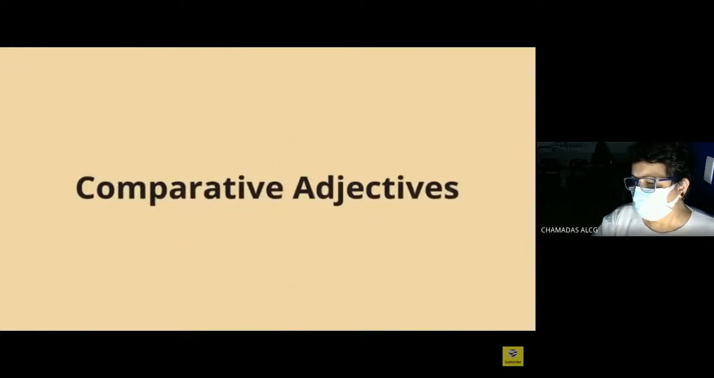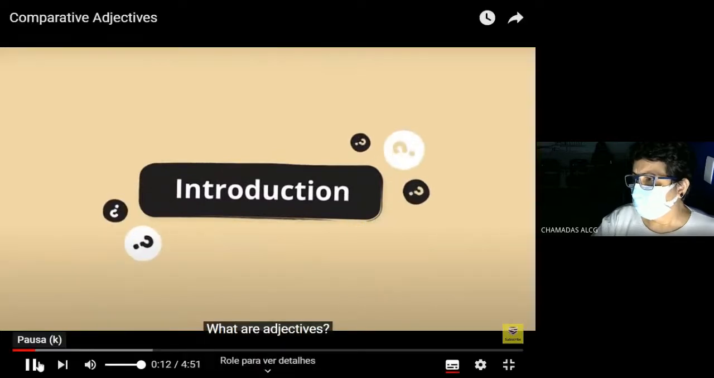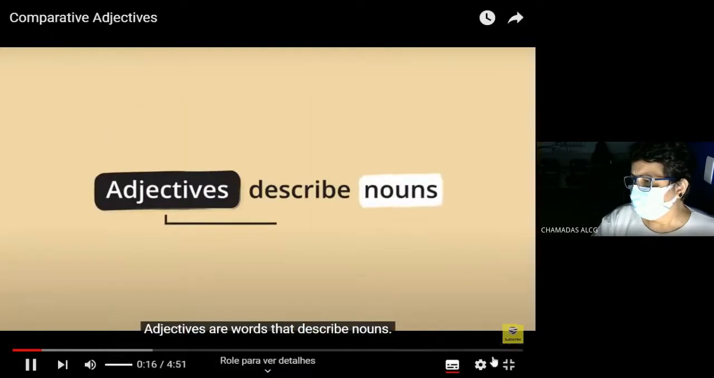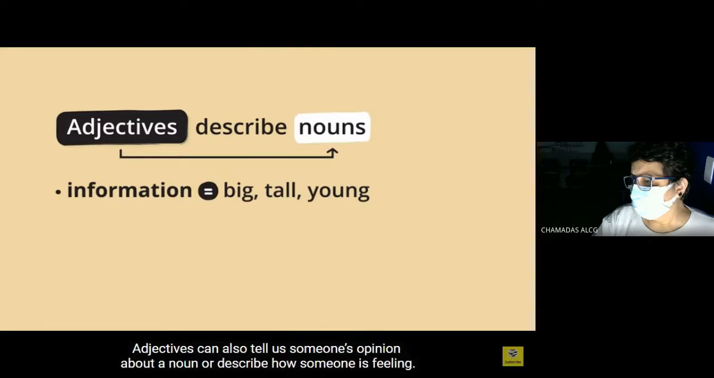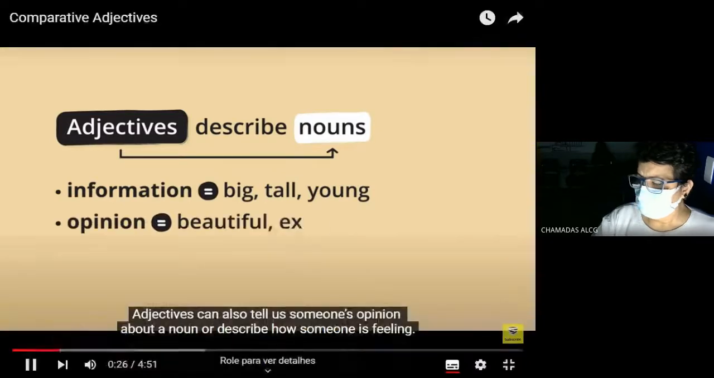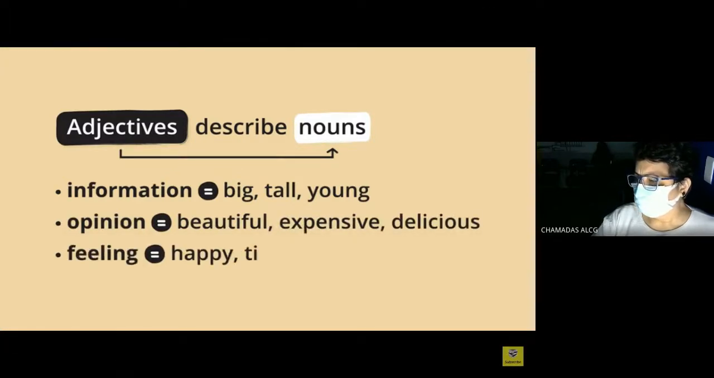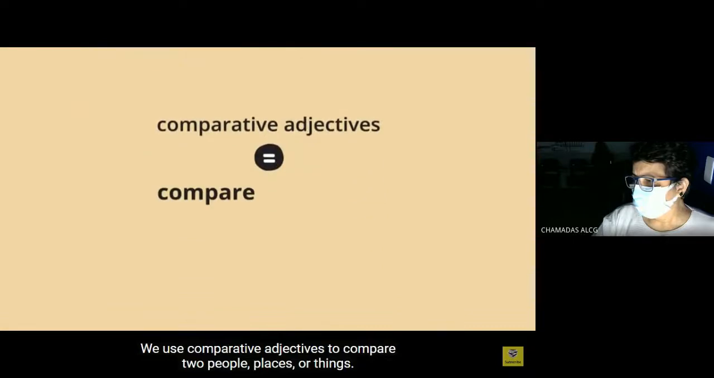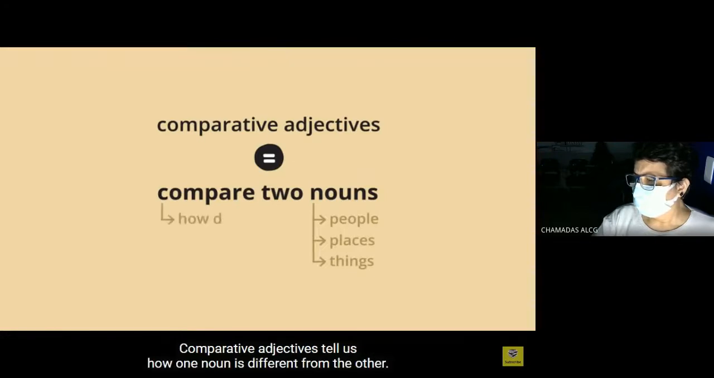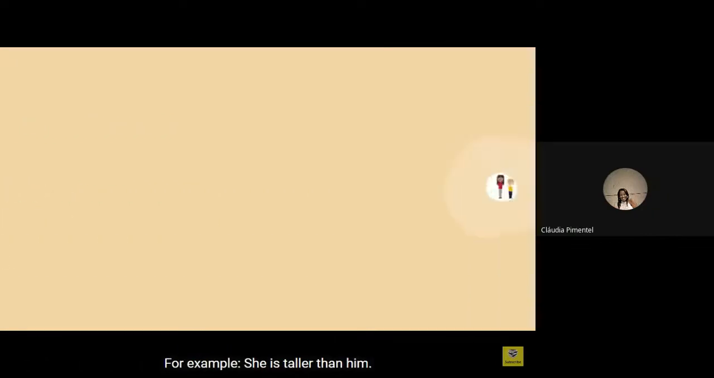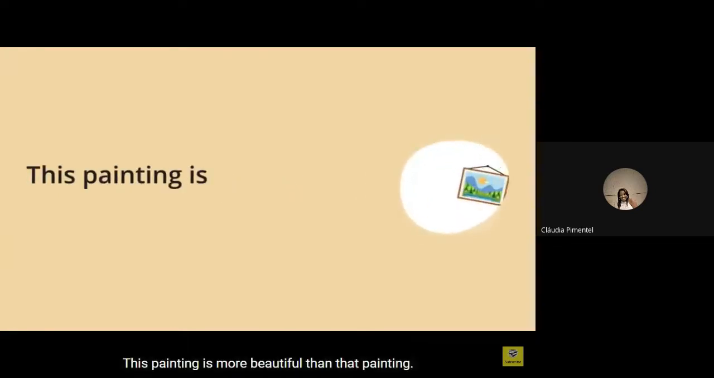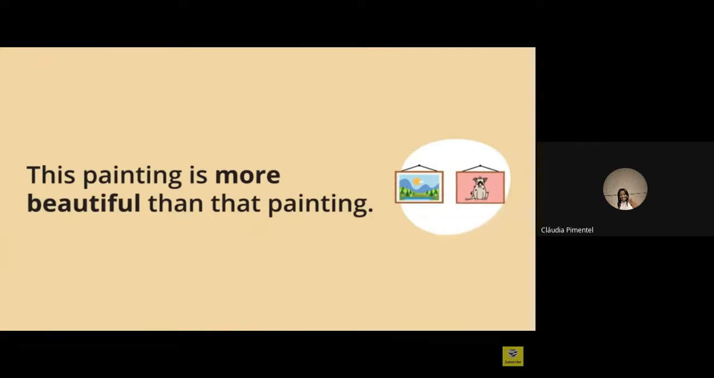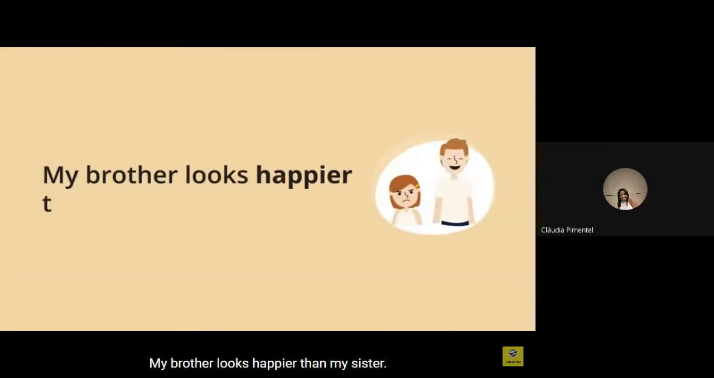Comparative adjectives. Oh no. What are adjectives? Adjectives are words that describe nouns. Adjectives can give us information such as the size or age of a noun. Adjectives can also tell us someone's opinion about a noun or describe how someone is feeling. We use comparative adjectives to compare two people, places, or things. Comparative adjectives tell us how one noun is different from the other. For example, she is taller than him. This painting is more beautiful than that painting. My brother looks happier than my sister.